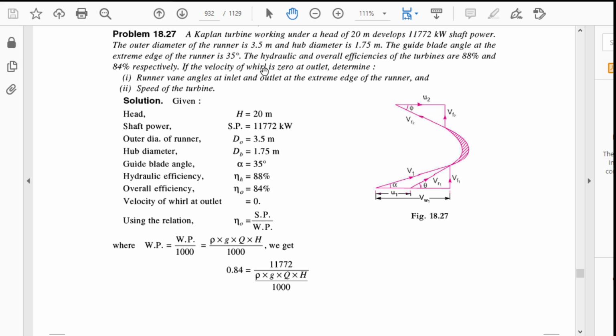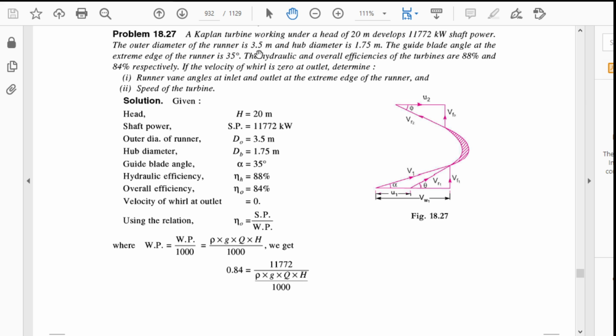If the velocity of whirl is 0 at outlet, then we have to determine, first, the runner vane angles at inlet and outlet at the extreme edge of the runner, and secondly, the speed of the turbine. Here we have to find the runner vane angles at inlet and outlet, theta and phi, and also the speed, n, that is, revolutions, that is speed.